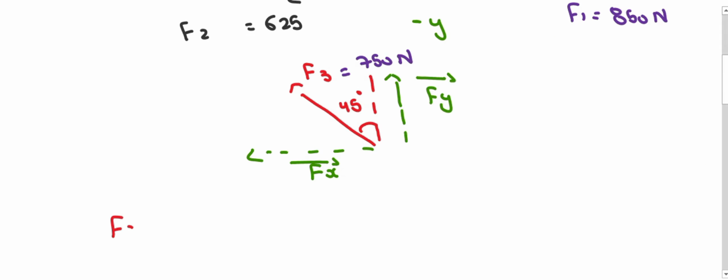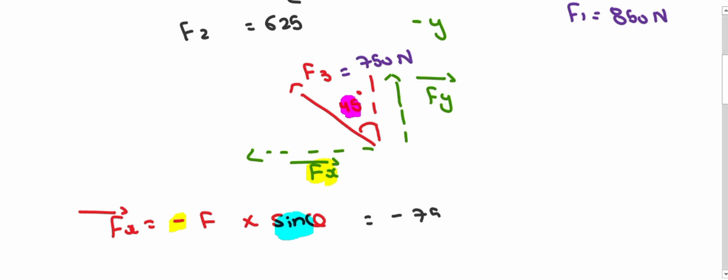This is Fx, which is equal to negative F into sine of theta. Why am I putting the negative sign here? Because the component Fx is acting along the negative x-axis. But why sine theta? I put sine theta because the angle is measured from the y-axis. That's why I put sine theta in the x component and cos theta in the y component.